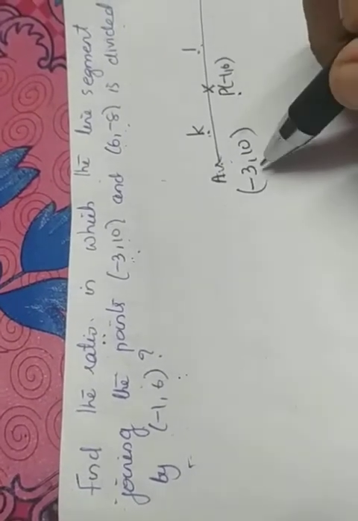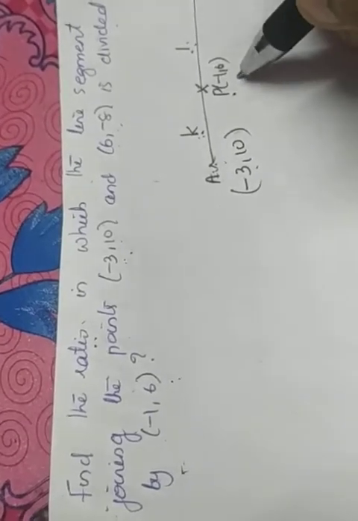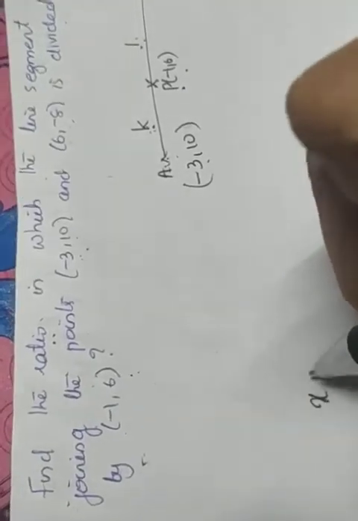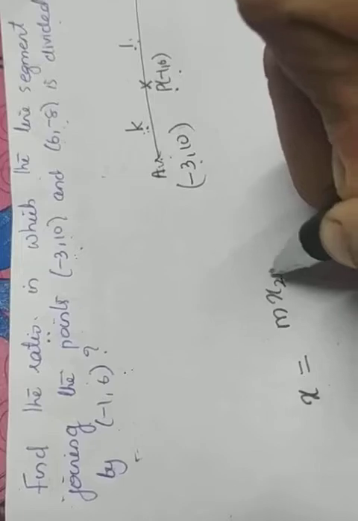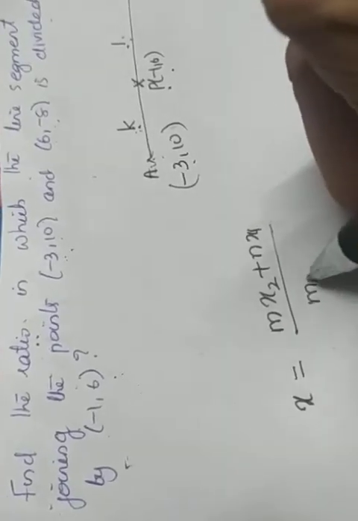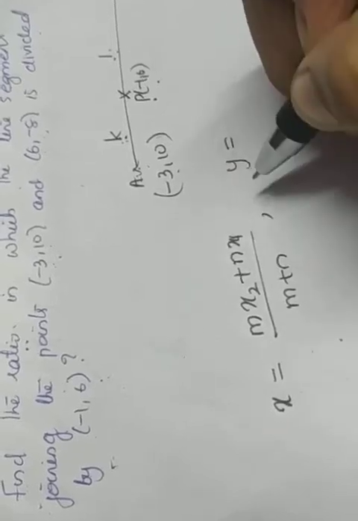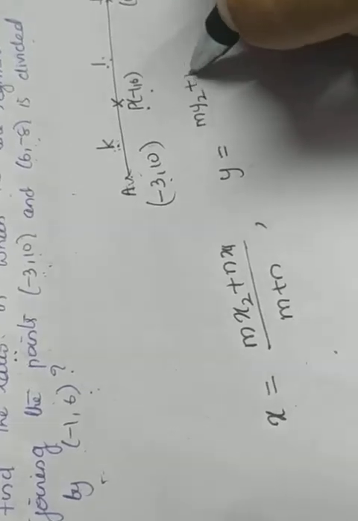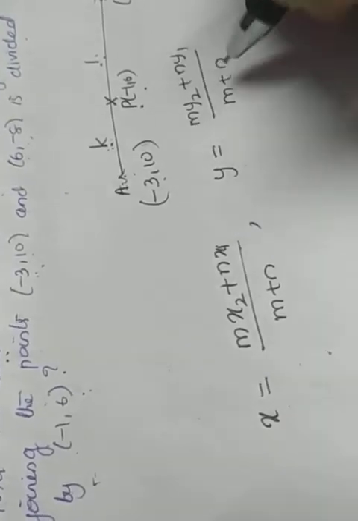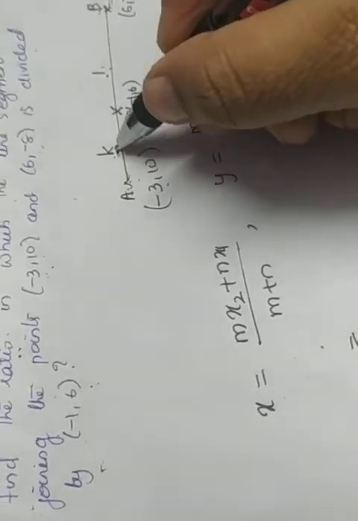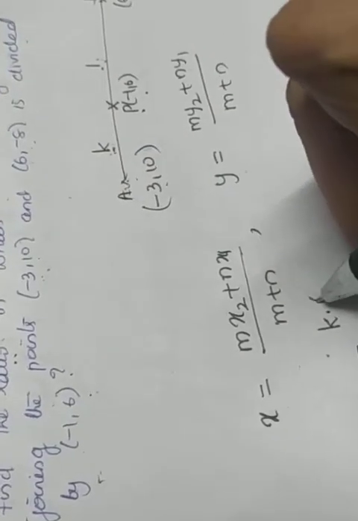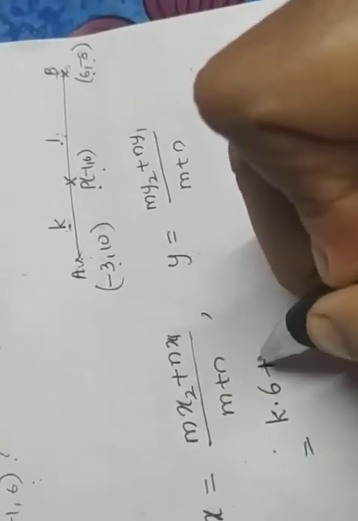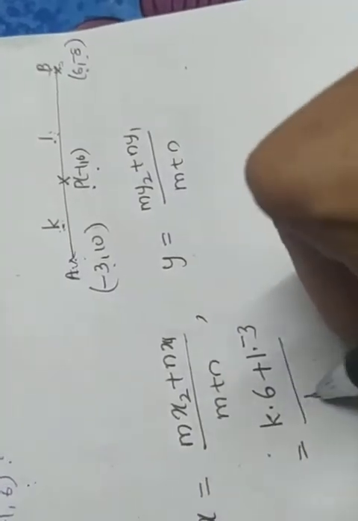Which formula? The section formula, because 2 points are there, the ratio is there, and the point which divides the line segment is also there. So by applying the section formula, x is equal to (mx2 plus nx1) by (m plus n), and y is equal to (my2 plus ny1) by (m plus n). I am taking them separately because the question is to find the value of k. Here m we took as k, because the ratio we took as k is to 1. So k into x2 is 6, the x coordinate of the second point, plus n is 1 into x1 is -3, by k plus 1.